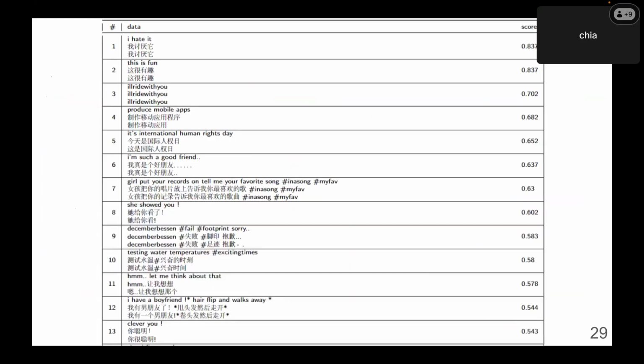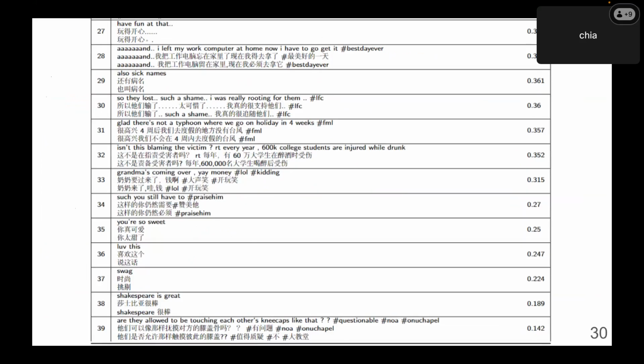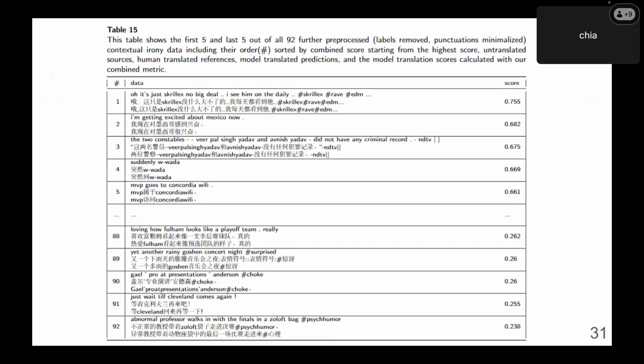These are some examples of the ambiguous irony data. Okay, next, this one is for the contextual irony data. We can see most of the data here have a certain named entity inside.